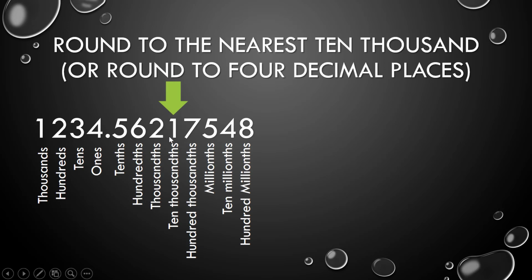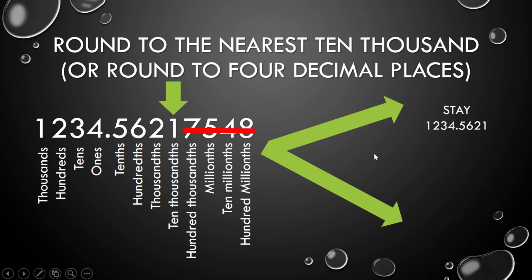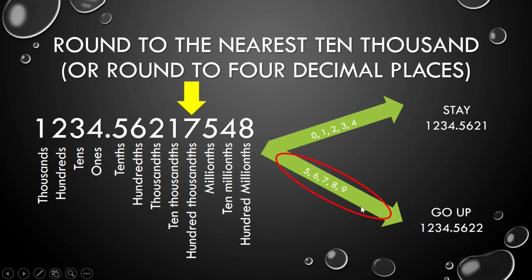So in our problem, that digit is a 1. So that means that we're going to either keep it as a 1 or bump it up to a 2. And the way we make the decision to either stay or go up is to look at the next door neighbor, the right-hand neighbor of 1, which is 7. Okay, so we can see that 7 is a higher number, so it's going to make us go up. So this number rounds to 1,234.5622.